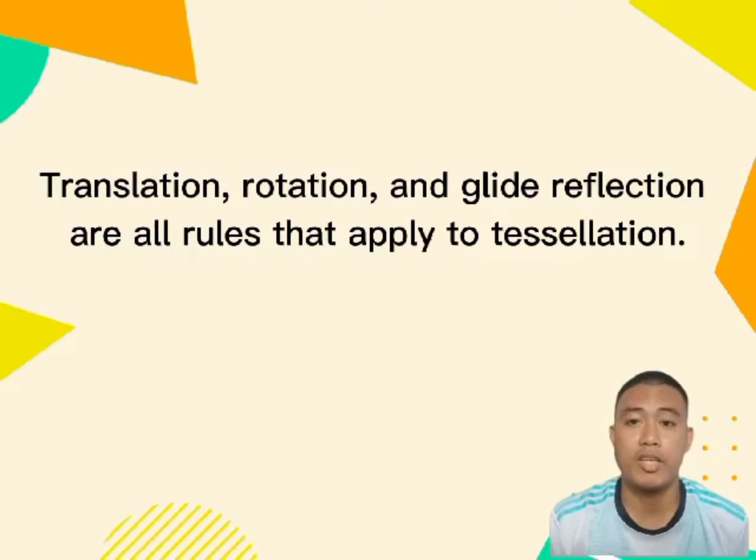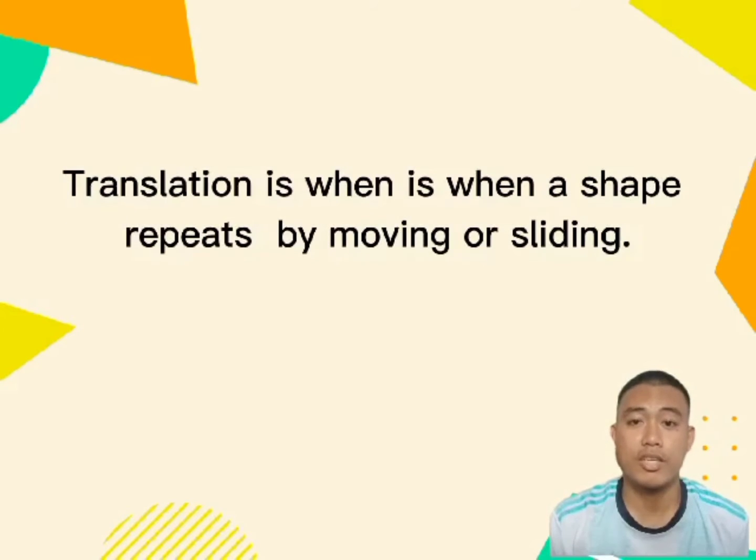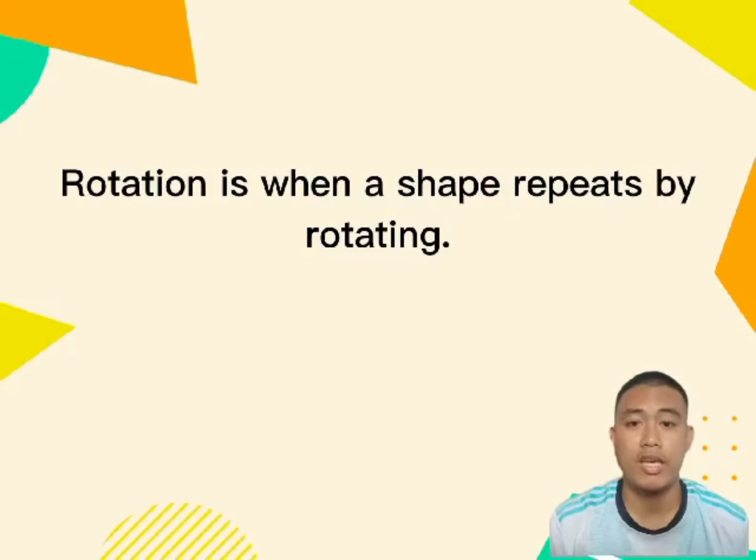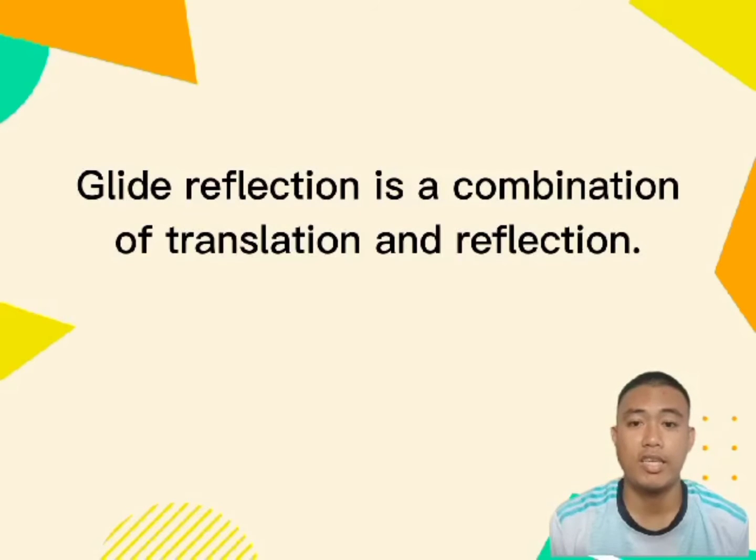Translation, rotation, and glide reflection are all rules that apply to tessellation. Translation is when a shape repeats by moving or sliding. Rotation is when a shape repeats by rotating. And lastly, glide reflection is a combination of translation and reflection.